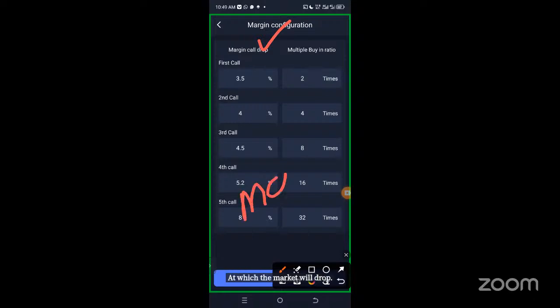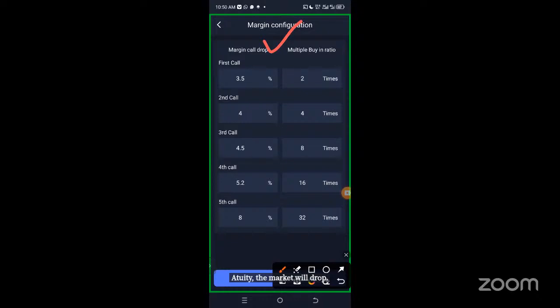Margin call limit is the number of times the market will drop. That is margin call limit. Margin call drop refers to the percentage at which the market will drop.